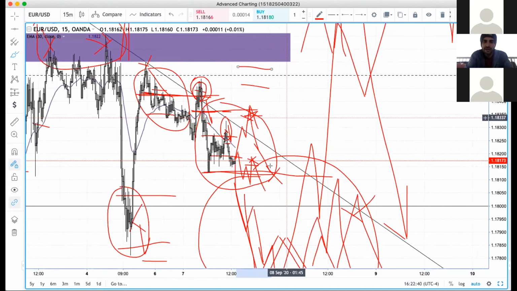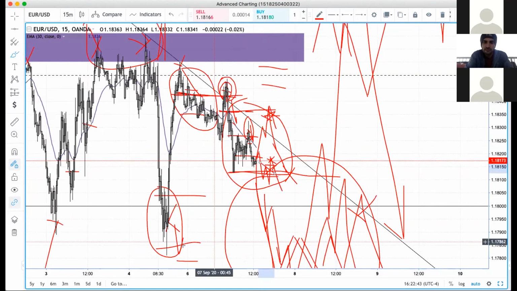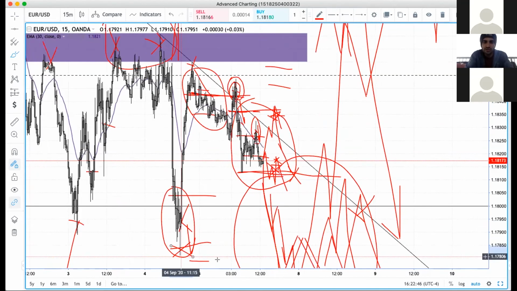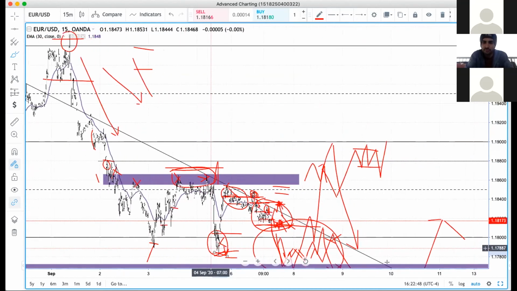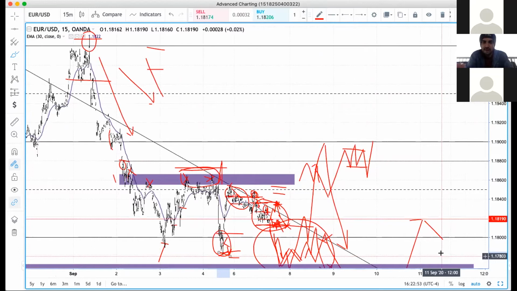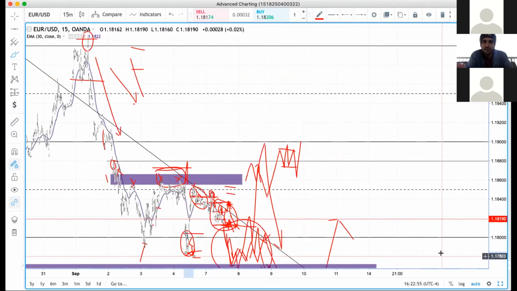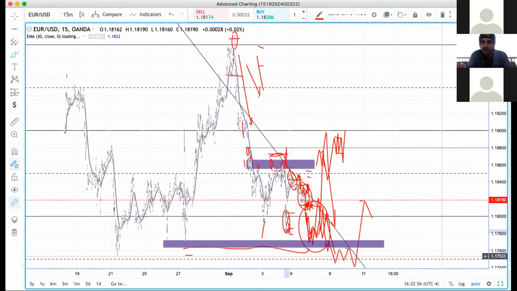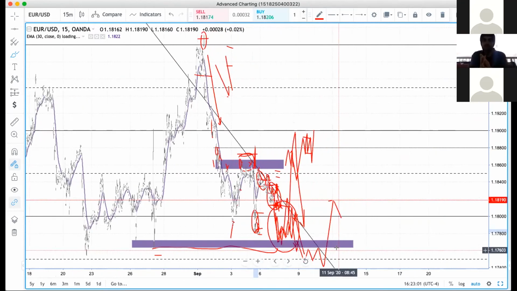Take your first target here, and then look to take your second target there. Or if you want to let your nuts hang on this one, you could take it slightly below that. You could probably take your first target right here at the 1.17800. And then we will look to see what happens right underneath, anywhere around the 1.17500. But that's it, man.